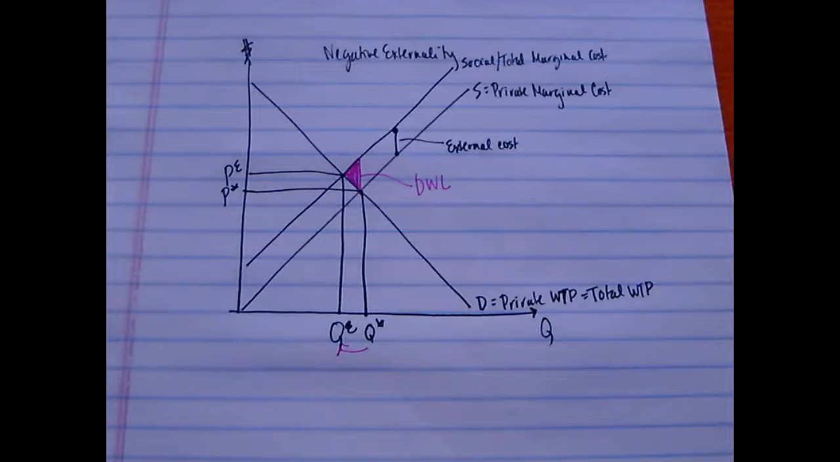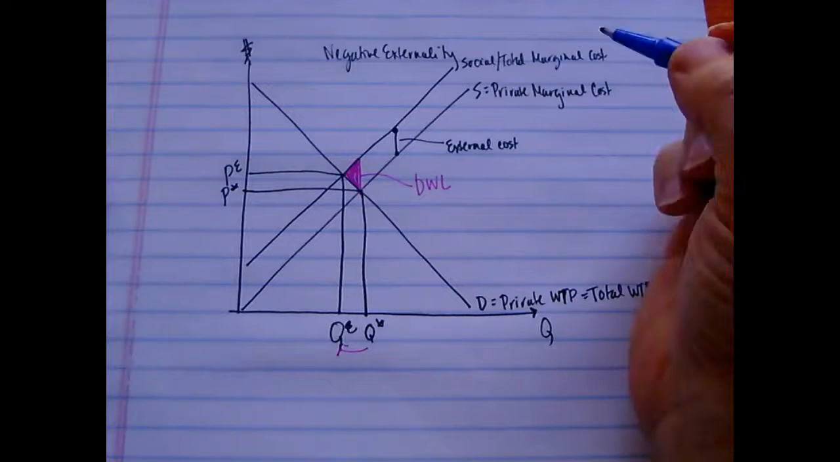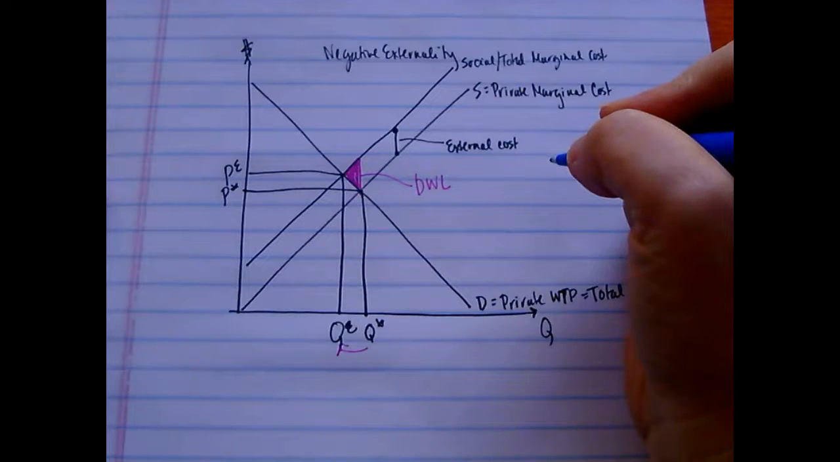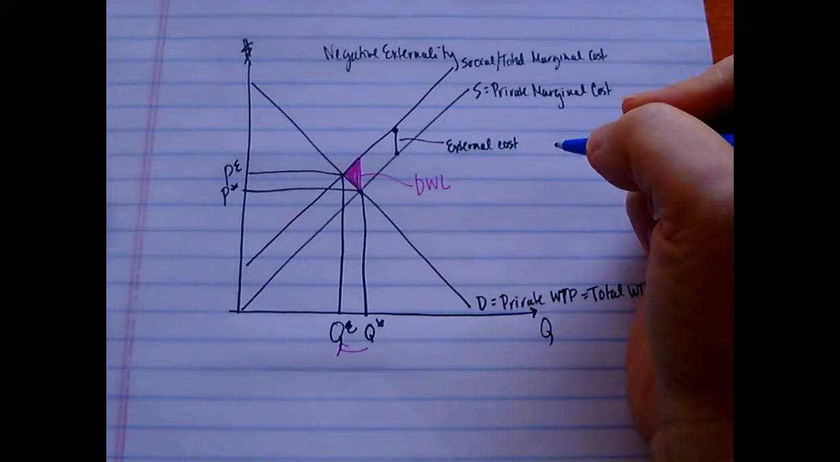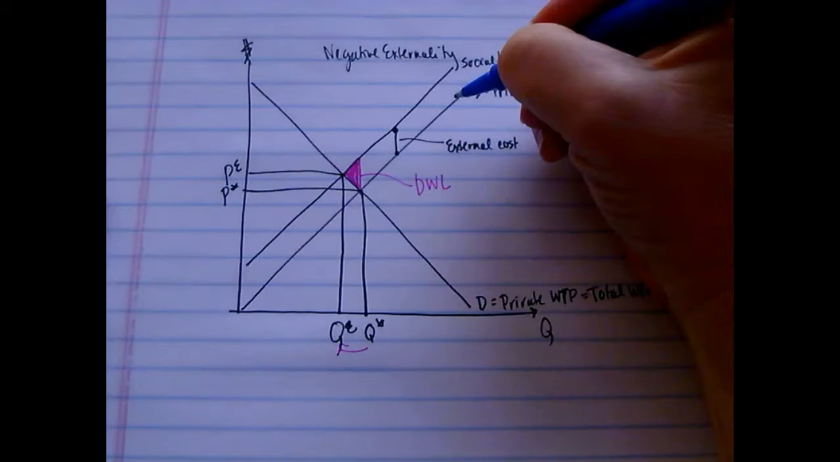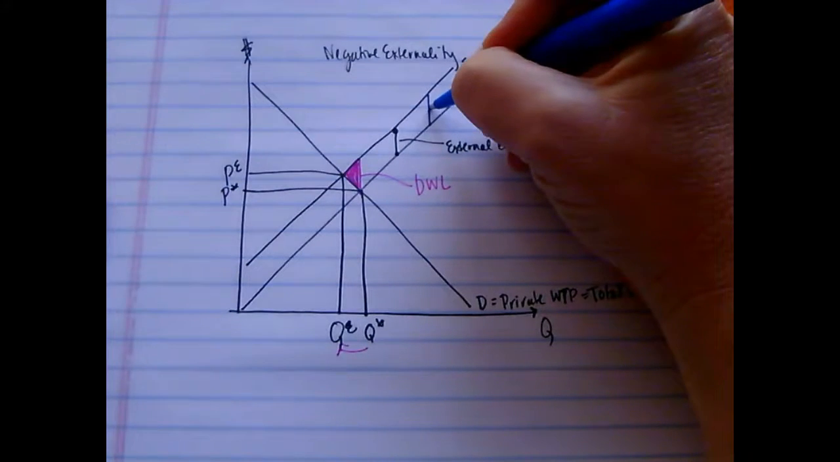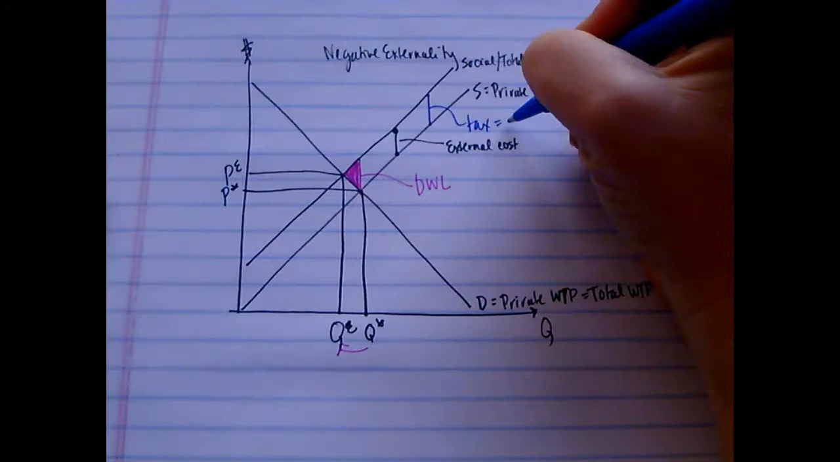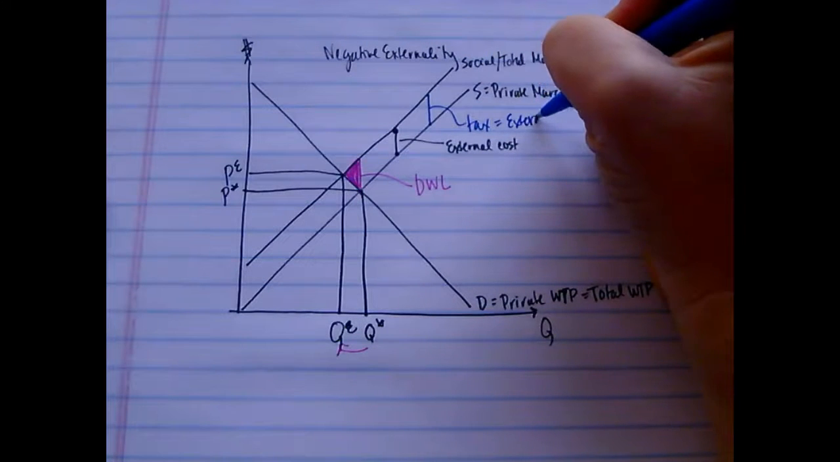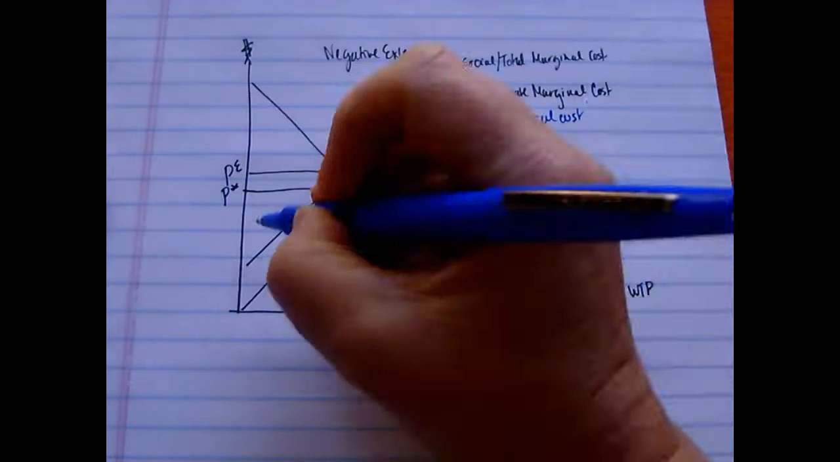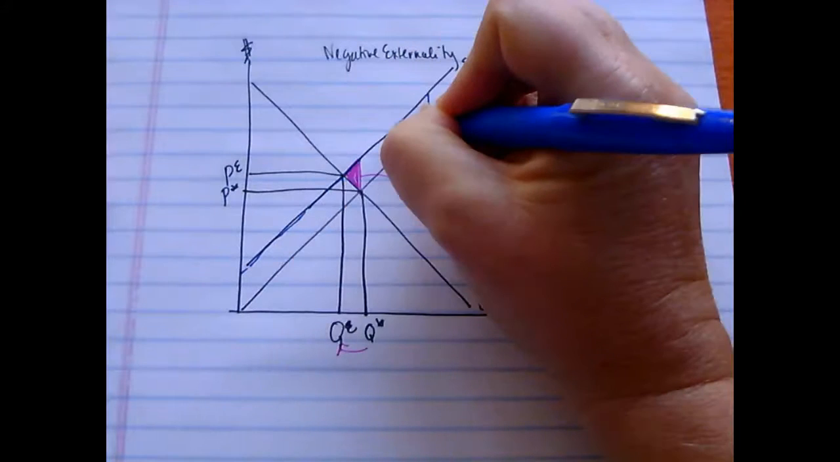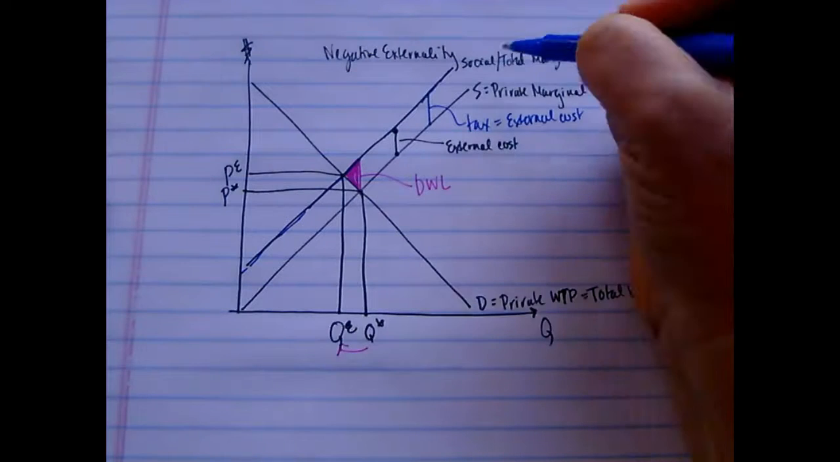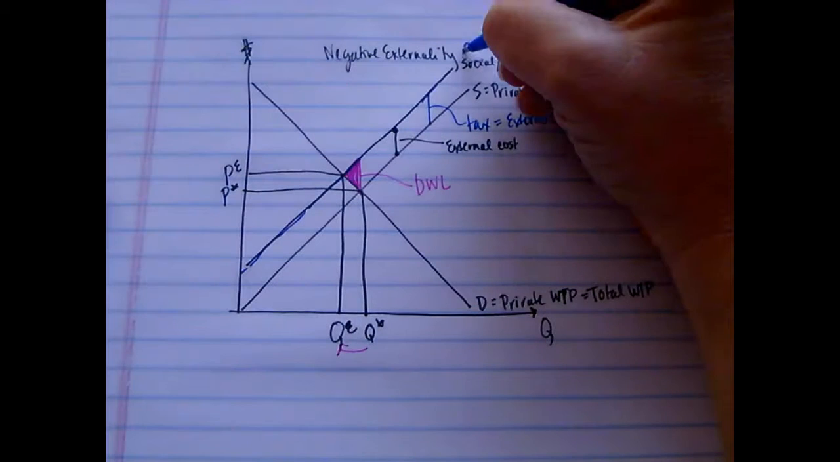We can correct the negative externality by taxing it, if we set a tax equal to the external cost. Remember how we show taxes? When we show taxes, we have an effective supply curve that is equal to the regular supply curve plus the amount of the tax. So if the tax is equal to the external cost, then we have an effective supply curve that just runs along the same curve as the total marginal cost.